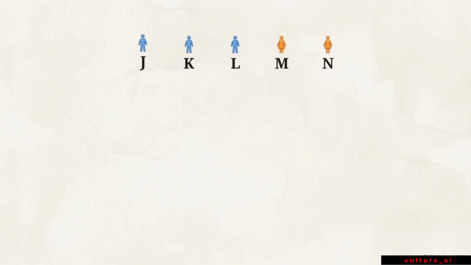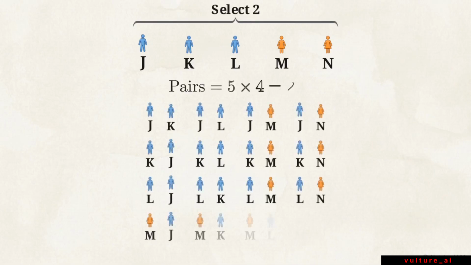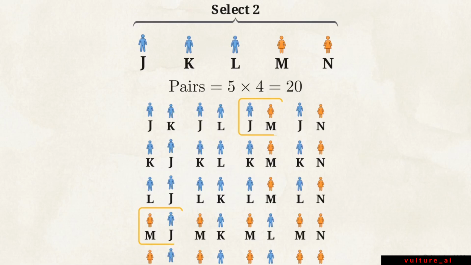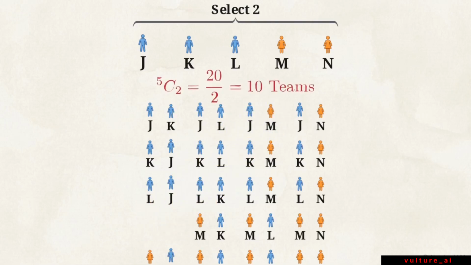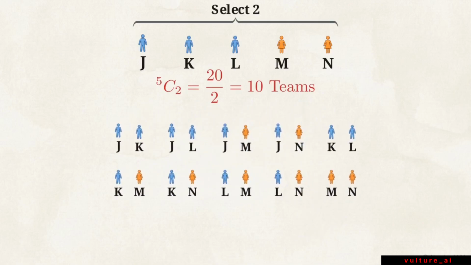Combinations are trickier because we have to remove duplicates. If we select a team of 2 from 5 people, the box method gives us 20 pairs. But since John and Mary is the same team as Mary and John, we divide by 2 to avoid overcounting. The C formula handles this division, ignoring internal order.